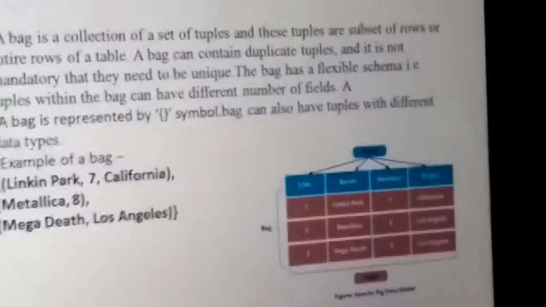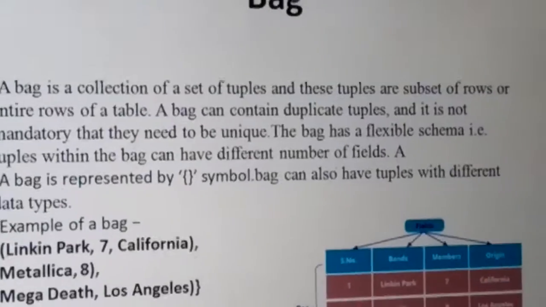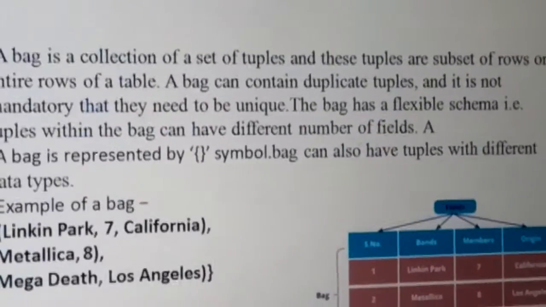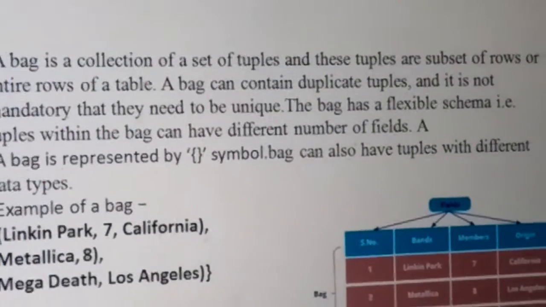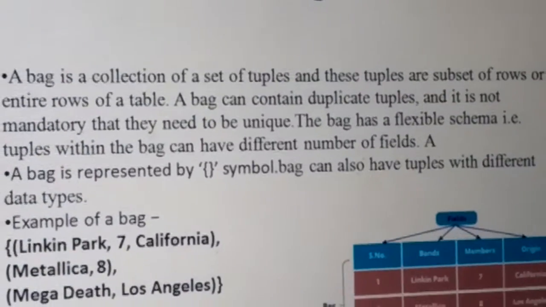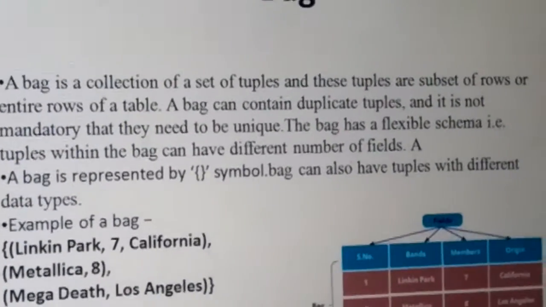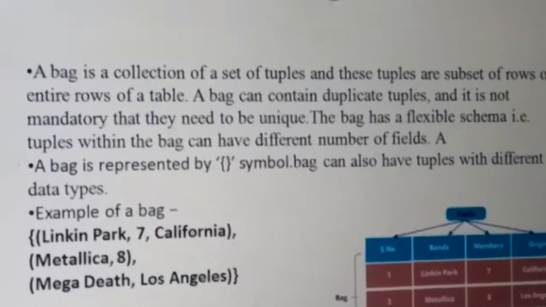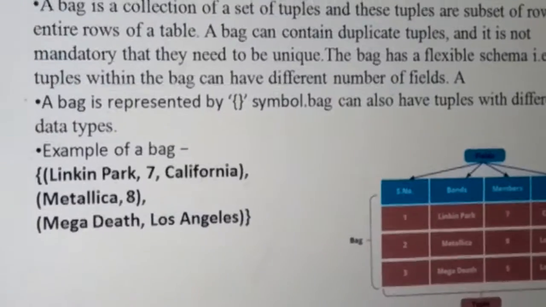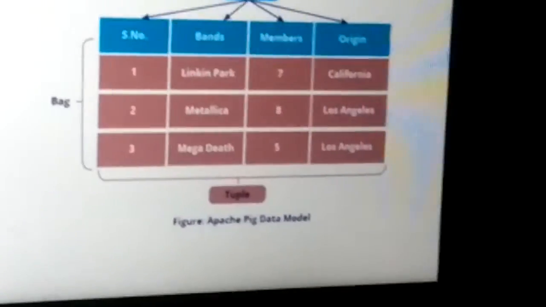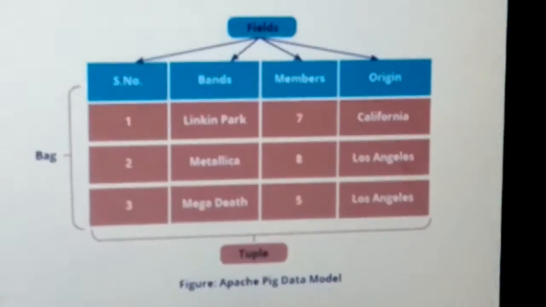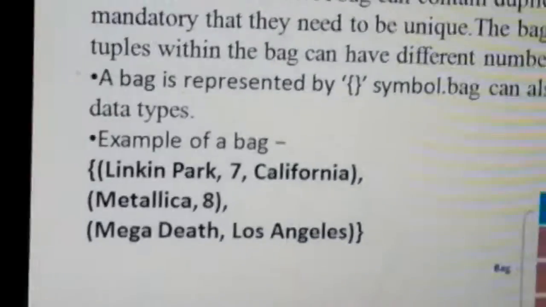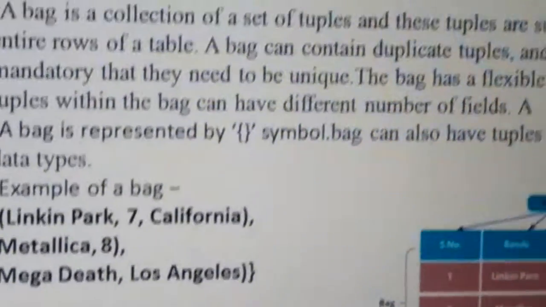Then bag, what do you mean by bag? So bag is a collection of set of tuples, and these tuples are subset of rows or entire rows of a table. A bag can contain duplicate tuples, and it is not mandatory that they need to be unique. Bag has flexible schema, that is, the tuples within the bag can have different number of fields. And bag is represented by a pair of flower brackets. Bag can also have tuples with different data types.